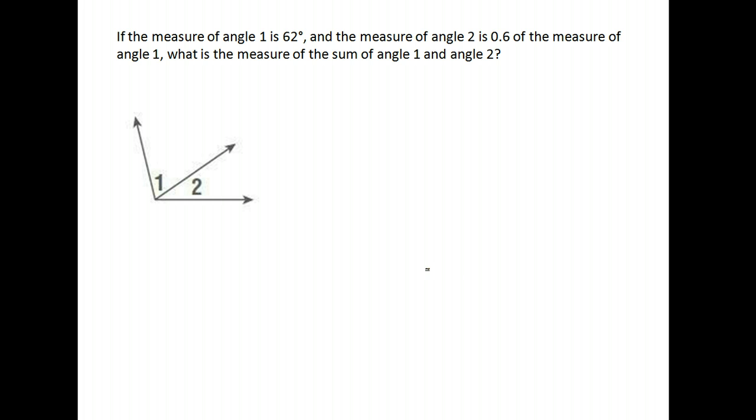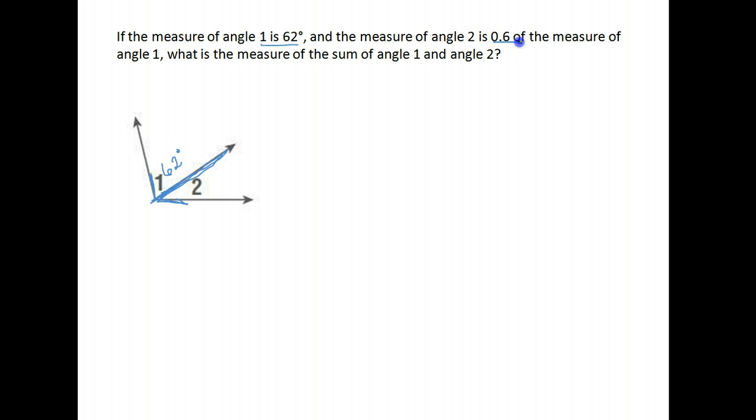Okay, let's take a look at another. Again, notice we have the angle addition postulate happening again. We have two neighbors sharing a fence, and if we took that fence out, we would have a larger angle there. So let's fill in our information. If the measure of angle 1 is 62, so I'll put a 62 degrees right there for angle 1.